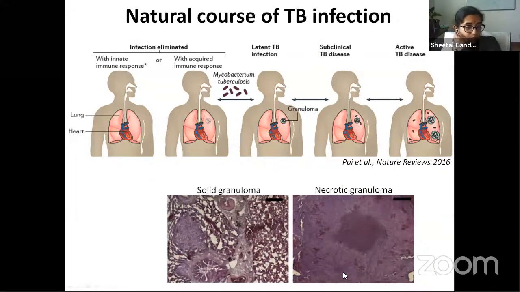The section on the right, as opposed to that on the left, is called a necrotic granuloma, which is what would be present in an actively infected individual. In this, you have a region in the center where you have no cells. That's because the cells have actually died because of necrosis. This type of cell death is typical of Mycobacterium tuberculosis infection.